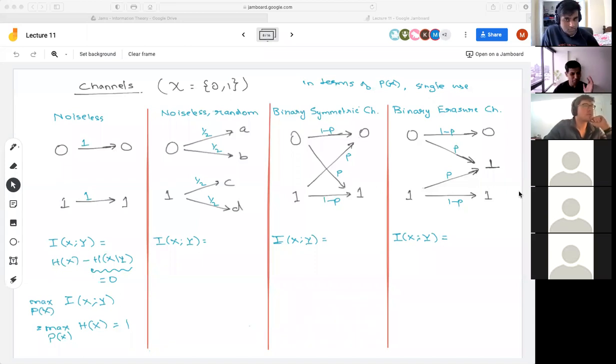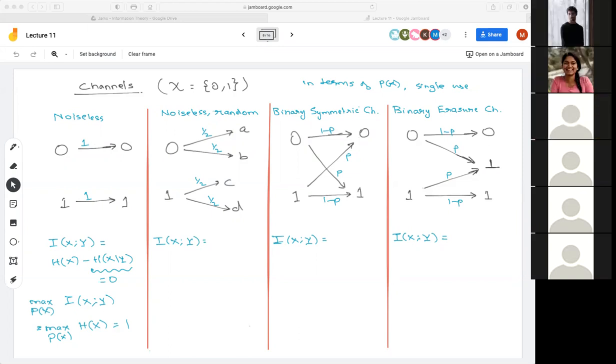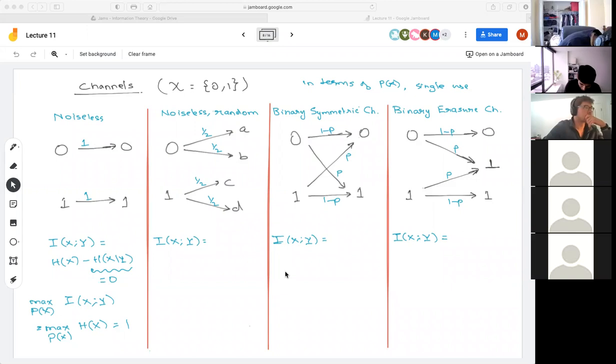Yeah, but for now, forget about the encoding question. This is just a question about mutual information. And of course, you're allowed to choose P for free right now. We will see how this relates to the encoder in a bit. Okay, I get a vote for 1. It's the same proof.